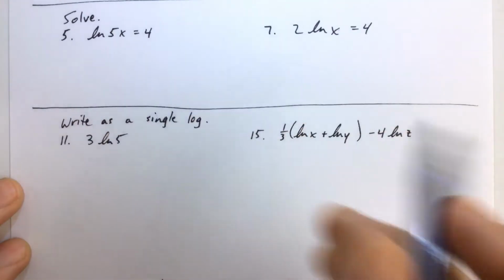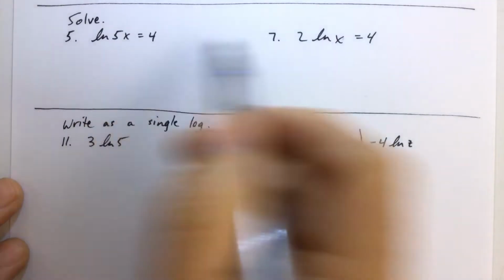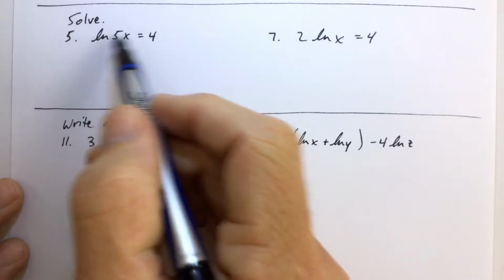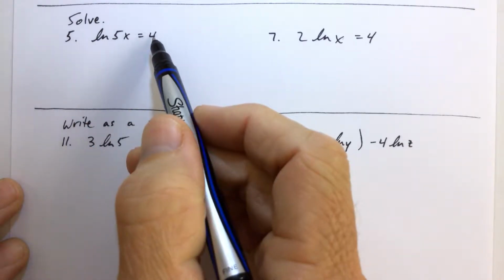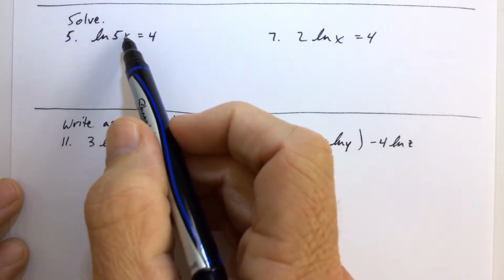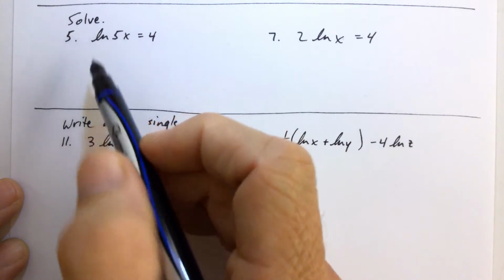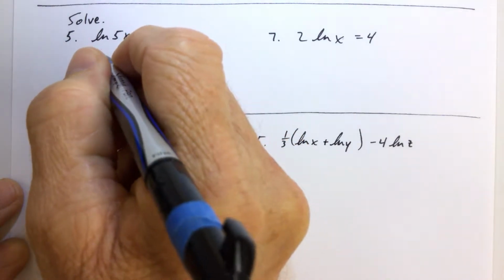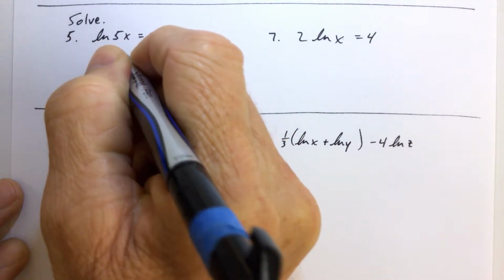Problem numbers 5 and 7, we have to solve the logarithmic equations. So we have the template form here. One term doesn't have a log in it. So once we have that, we recognize that our variable is locked up in our log. To unlock that, we convert to exponential form.